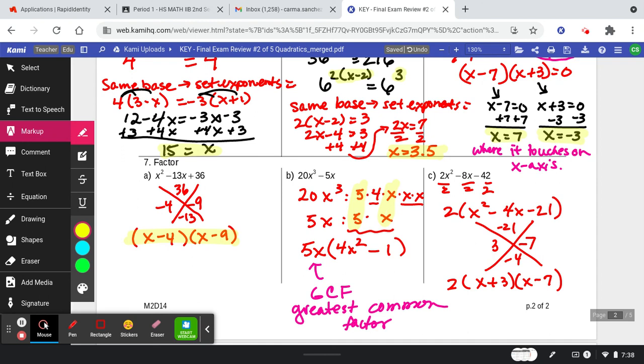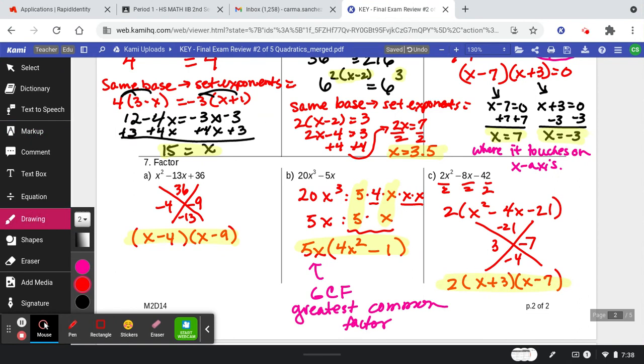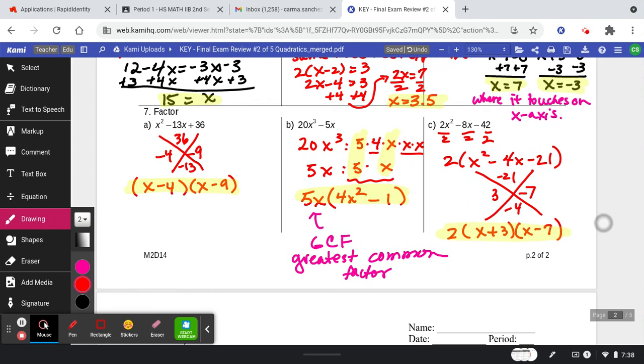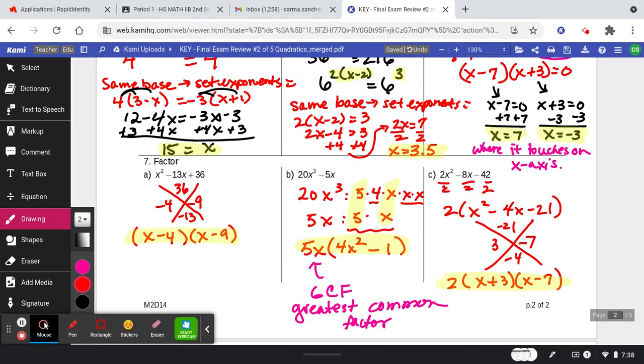Regular factoring of a trinomial, greatest common factor, and then the combination of both greatest common factor and factoring the trinomial. So being able to put the two together. How'd you do? That was page 2.